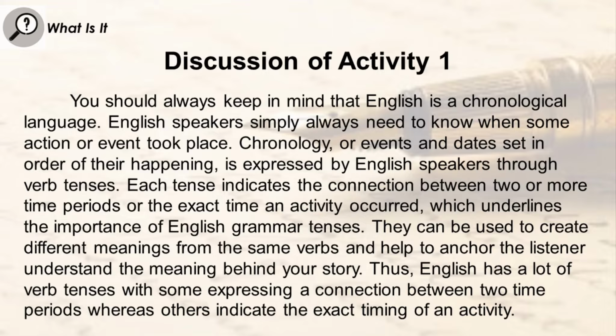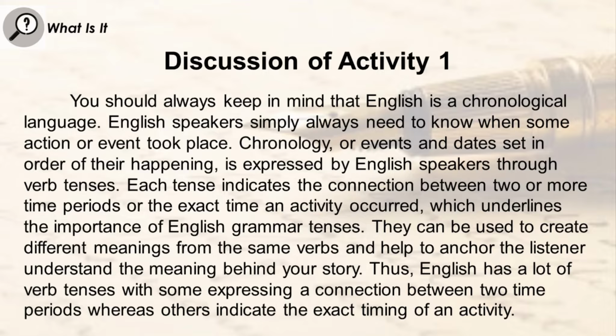Speakers simply always need to know when some action or event took place. Chronology, or events and dates set in order of their happening, is expressed by English speakers through verb tenses. Each tense indicates the connection between two or more time periods or the exact time an activity occurred, which underlines the importance of English grammar tenses.